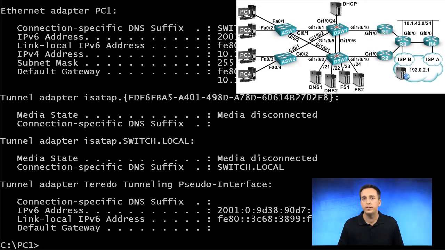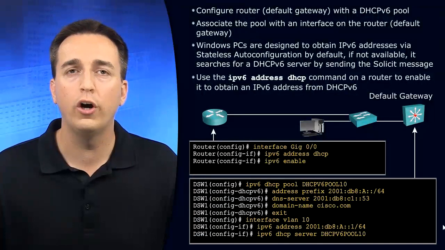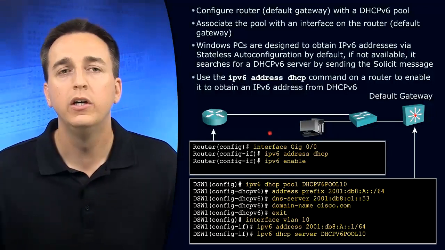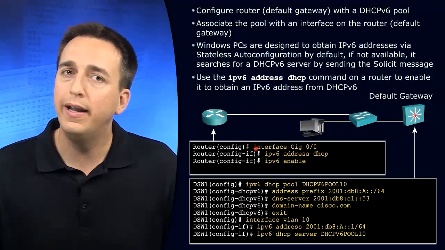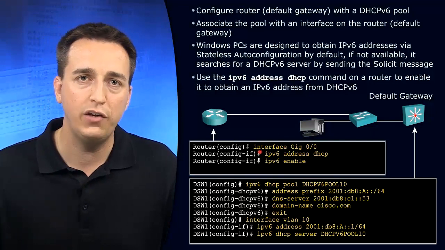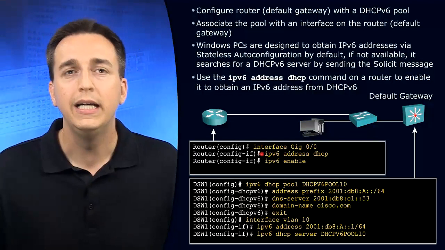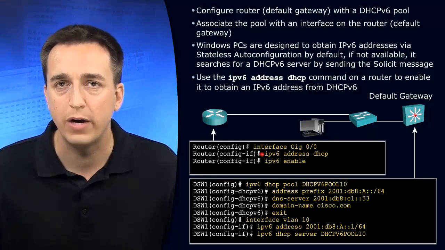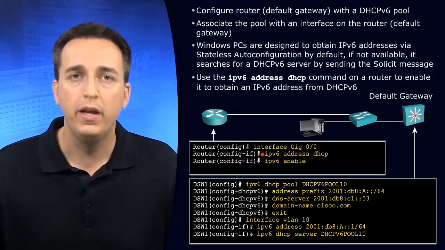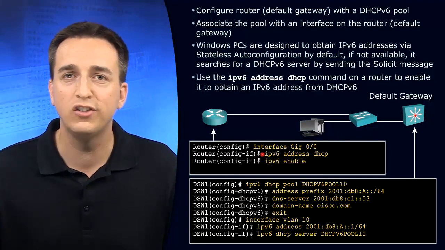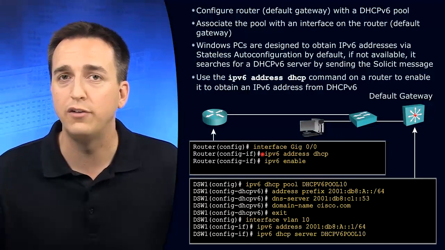If we want a router or a multi-layer switch's routed interface to receive an IPv6 address via DHCP, we can go into interface configuration mode on those devices and type in ipv6 address dhcp, and then they will seek out and find a DHCPv6 server to provide them with their addressing information.